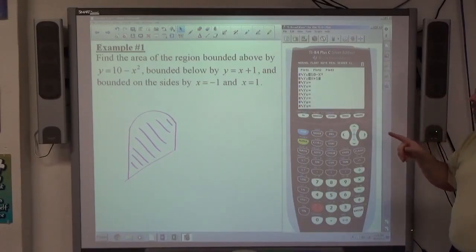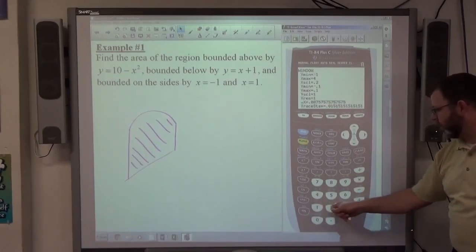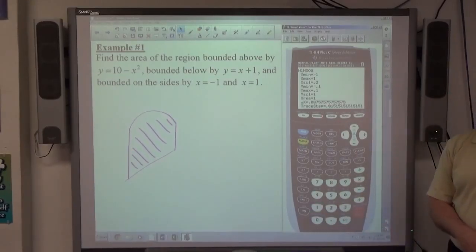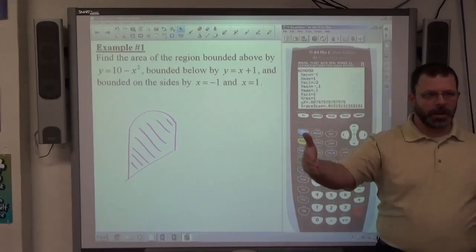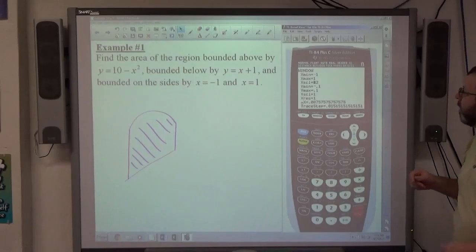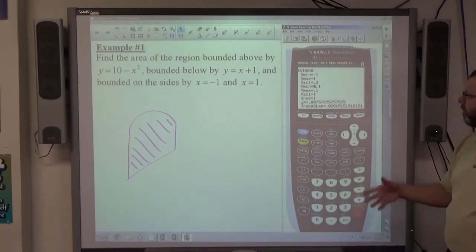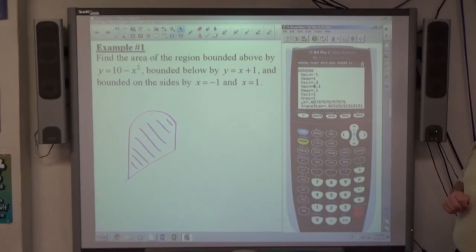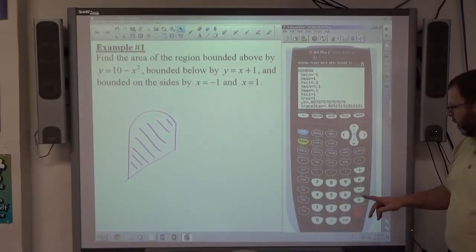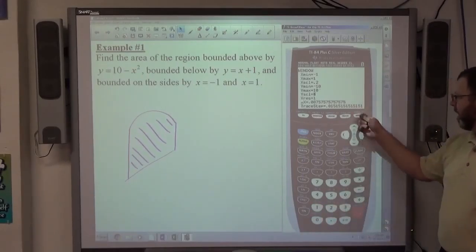The way I get x equals negative 1 and x equals positive 1 is by setting my window to start at x equals negative 1 and end at x equals positive 1. Okay. If I'm starting at negative 1, ending at positive 1, I've got the boundaries on the sides taken care of. As far as the scale, it doesn't matter that much. As far as the y min and max are concerned, if I don't want to put any thought into it, maybe negative 10 to 10. Hit graph, see what happens.